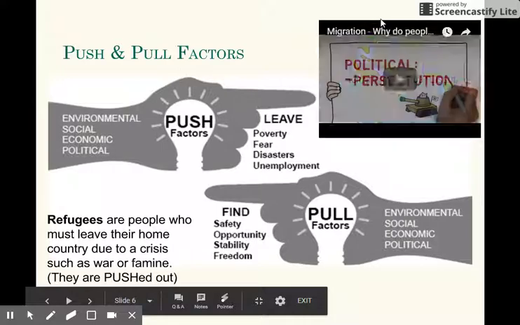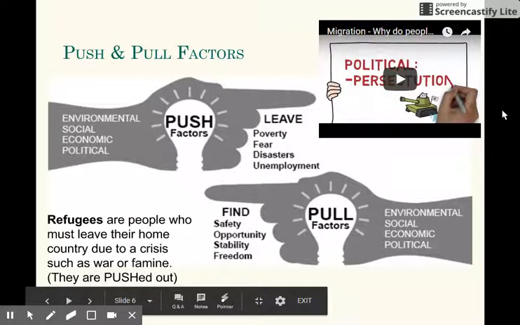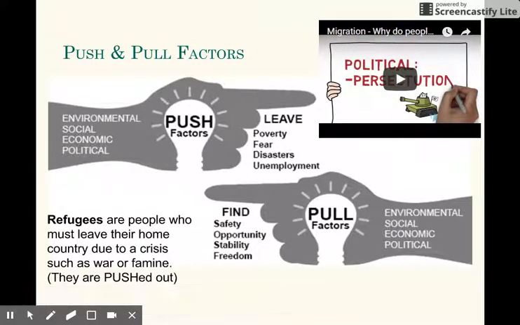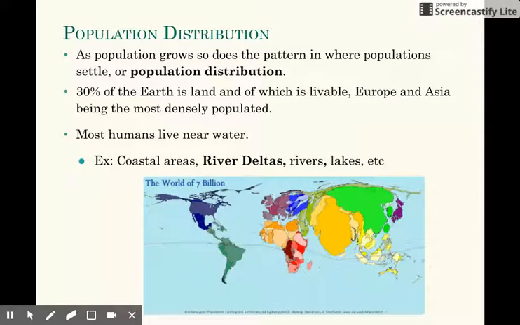All right, I hope you guys enjoyed that short little video and gave you a better understanding of migration and push and pull factors. Population distribution. So as population grows, so does the pattern in where population settles, or population distribution. 30% of the earth is land, and of which is livable. Europe and Asia being the most densely populated. Most humans live near water. We need water to survive. Examples would be coastal areas, river deltas, rivers, lakes, etc. I bolded river deltas because that's on your test.